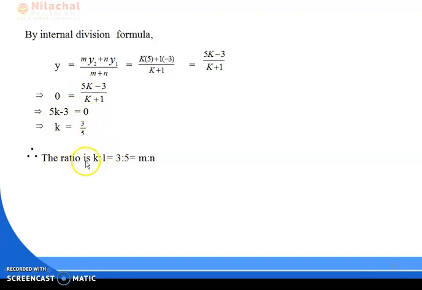That means the ratio k is to 1. We have already let m is to n equal k is to 1. So our ratio now is k is to 1. So k is to 1 means k is what? 3 by 5 is to 1. That means 3 is to 5. So here we get that m equals 3 and n equals 5.